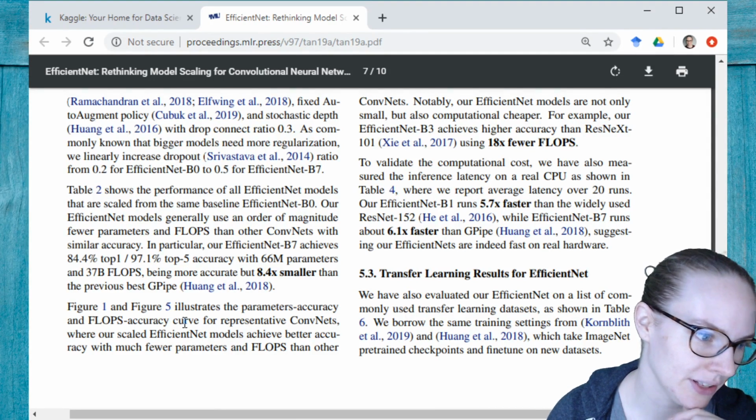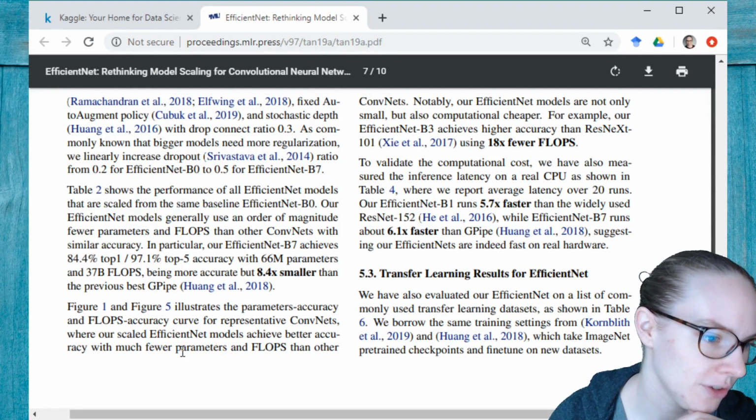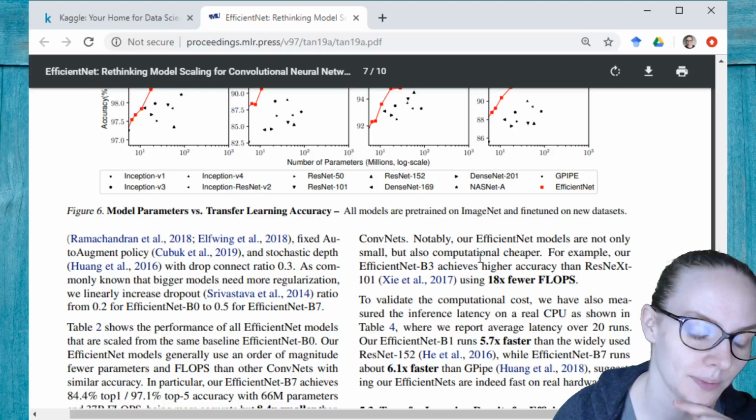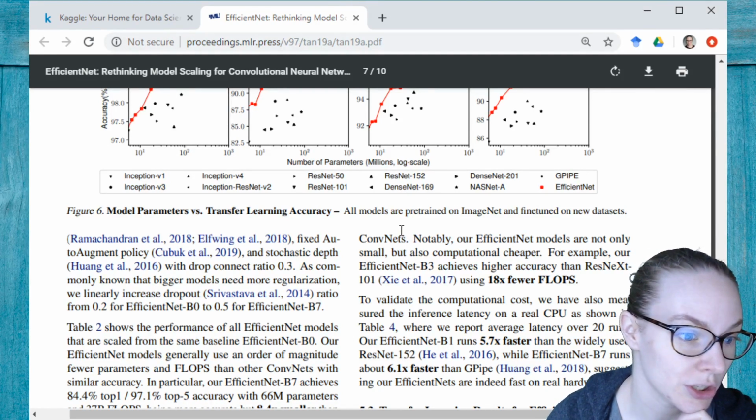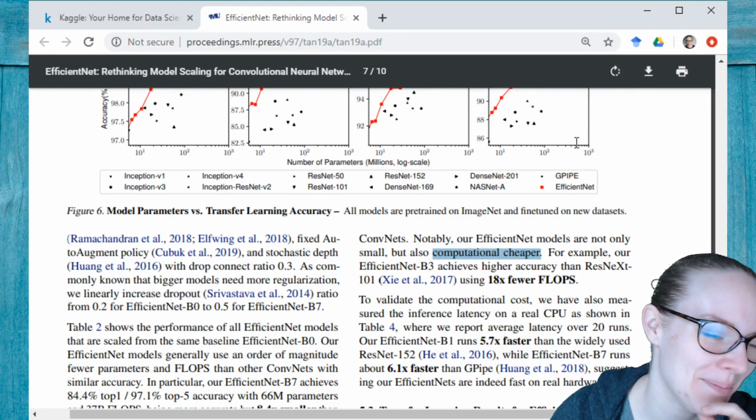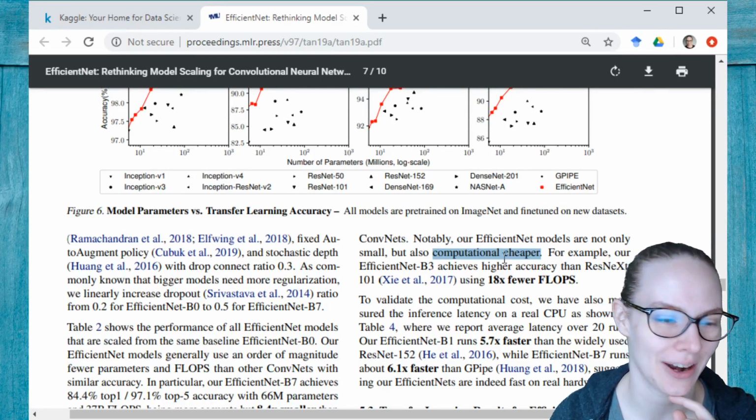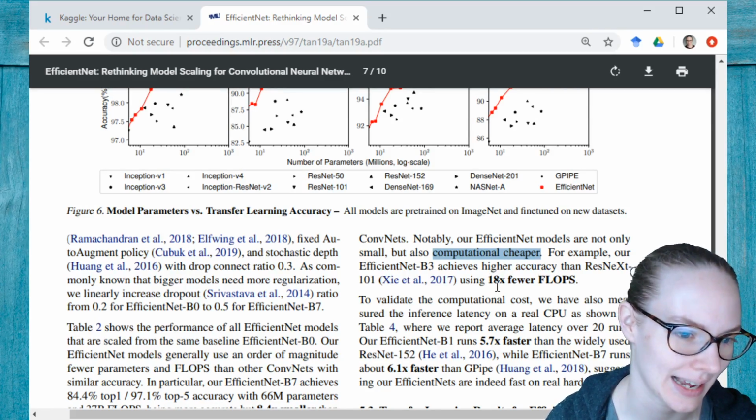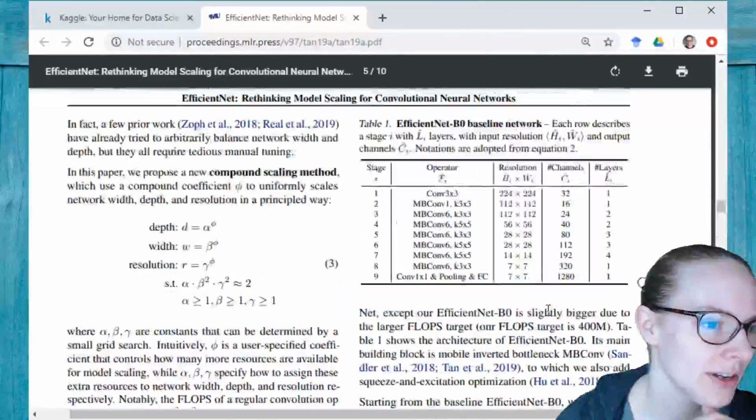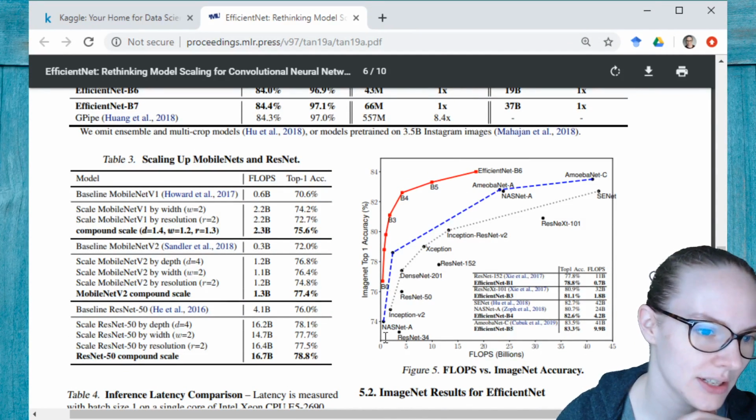Figure 1 and Figure 5 illustrate the parameter-accuracy and FLOPS-accuracy curves for representative convnets, where our scaled EfficientNet models achieve better accuracy with much fewer parameters and FLOPS than other convnets. Notably, our EfficientNet models are not only small, but also computationally cheaper. Yeah, that's what I like to hear. For example, our EfficientNet B3 achieves higher accuracy than ResNeXt-101, Xie et al. 2017, using 18 times fewer FLOPS. Let's scroll up. So that's that figure? I think that's this figure. So these are the number of operations. This is accuracy.